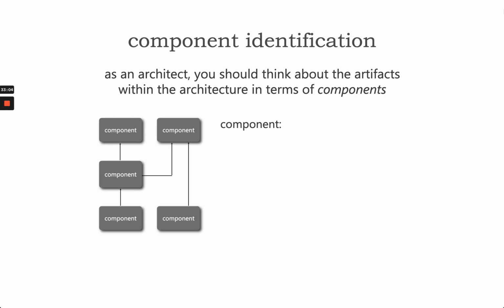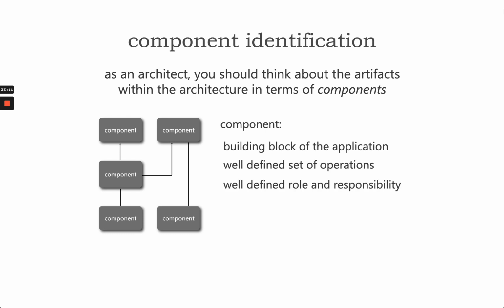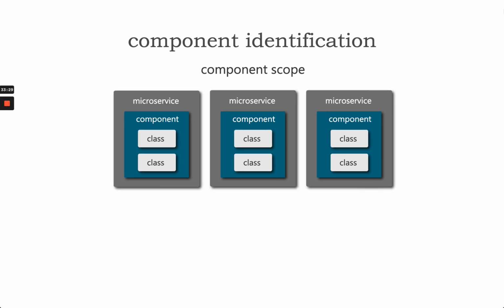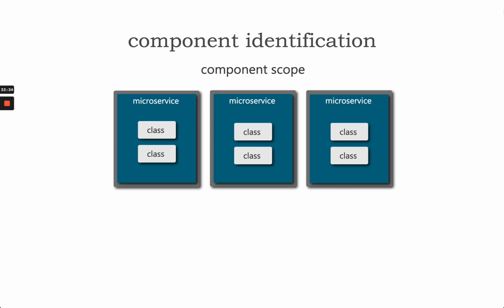A lot of what we deal with as architects, of course, are components, which are encapsulations of classes, well-defined sets of operations, represented in most of our ecosystems as either packages or namespaces. Components can be containers for classes. They can also show up as subsystems or layers or services or event processors. Microservices may have components inside them, but microservices may be small enough that we don't even need the extra gathering of components inside them, so it could just be a small set of classes.